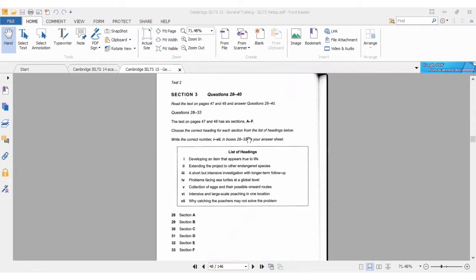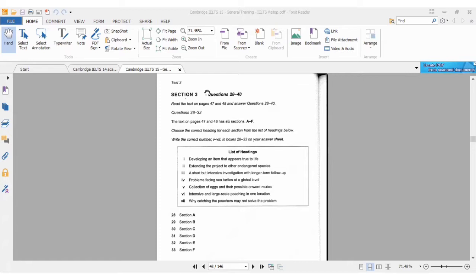So you find that you have something like this in a box, and then you have this section A to F. This is what it looks like. You would always see a box like this, and then you have this list. Okay, so this is for section 3 of the reading test.